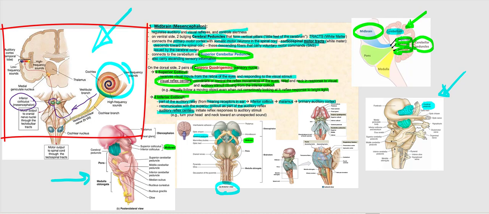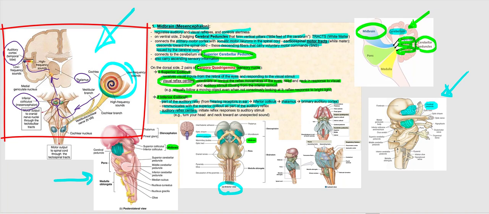Then up to the thalamus it goes. From the thalamus, that information is then relayed to the auditory cortex, which we find in the cerebral cortex, specifically at the temporal lobe. And this will allow us, once again, to hear sounds. So this is the auditory relay that the inferior colliculi is part of.